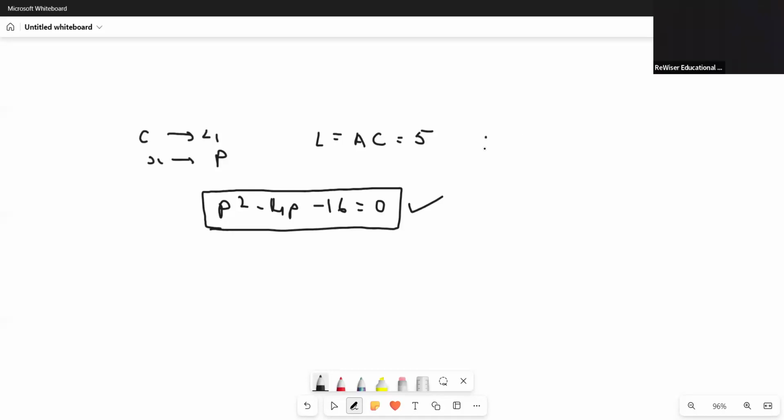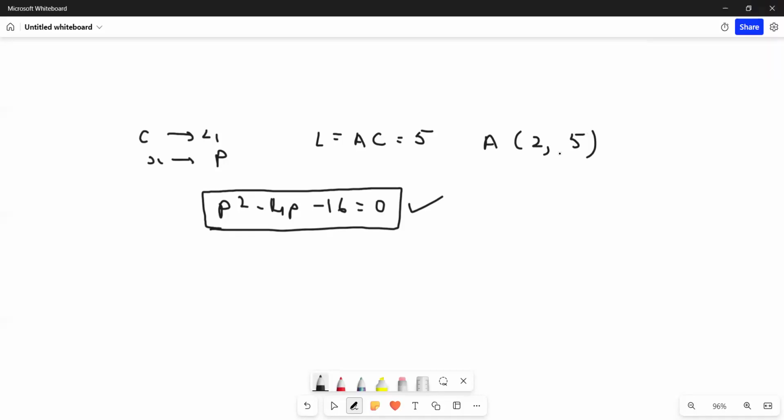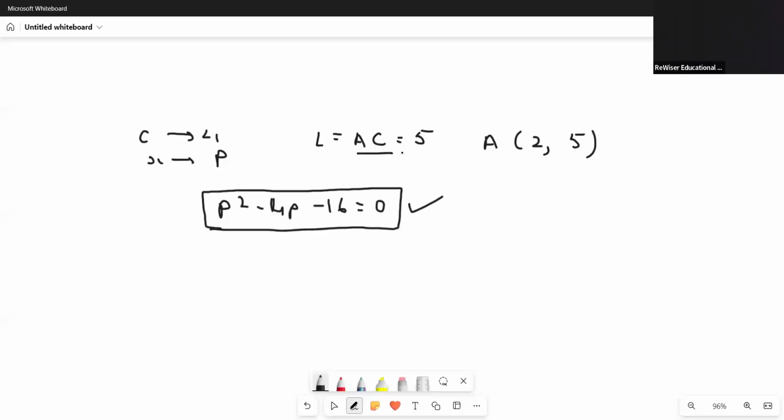I write for you the coordinates of A. So the coordinates of A is again 2 comma 5, right? So here AC means the distance between A and C. The distance formula will be used, because coordinates of A is known. Now, x coordinate of C is also known, right? So first you have to find the y coordinate of point C.